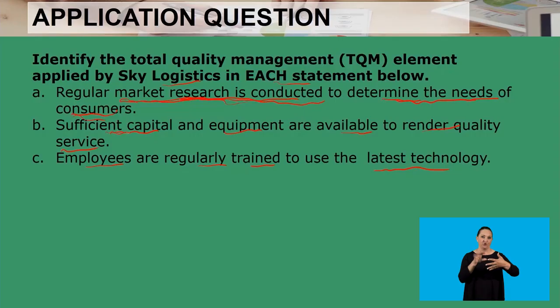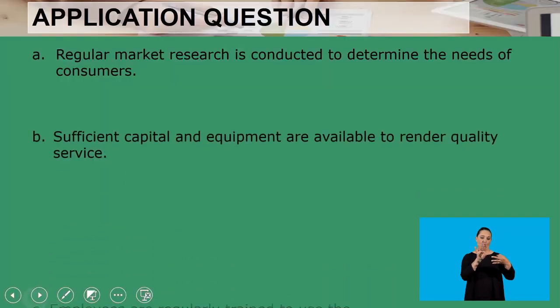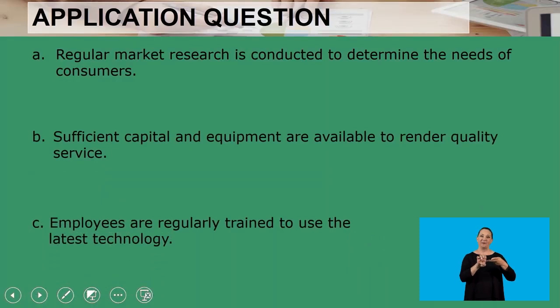Another statement says sufficient capital and equipment are available to render quality services. And then employees are regularly trained to use the latest technology. Even with that, you should be able to identify the keywords. Now, let us address the solution: what is the solution for these 3 options, and which elements are directly being implemented by Sky Logistics.